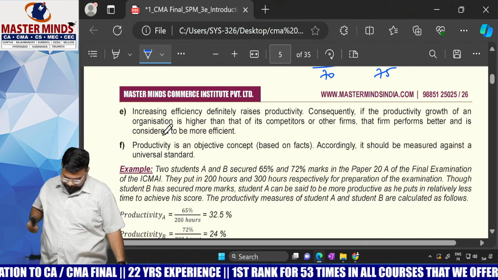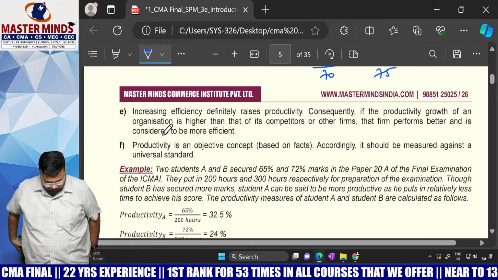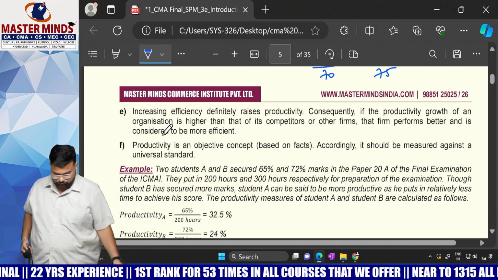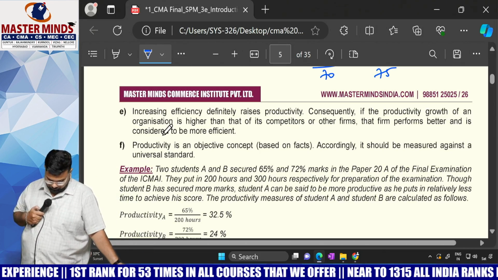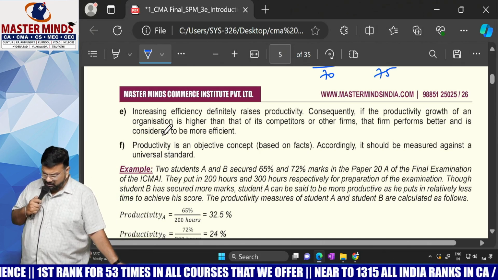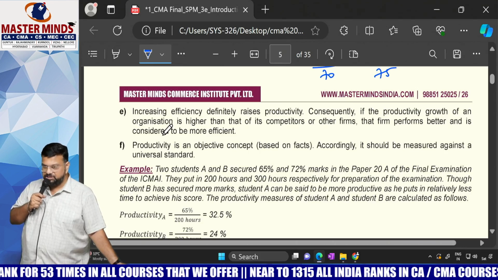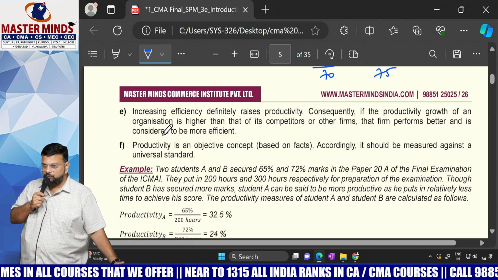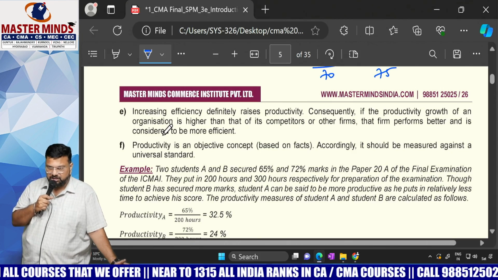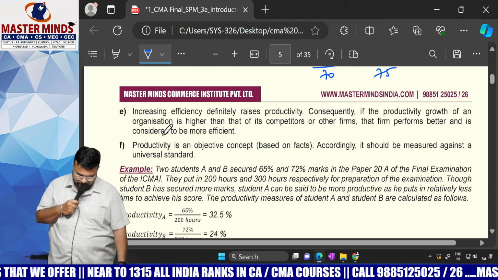Next. Consequently, if the productivity growth of an organization is higher than that of its competitors or other firms, that firm performs better and is considered to be more effective. Efficient. Okay. I hope it is clear. If your productivity is much higher than your competitors, that means you are more efficient than your competitors, assuming other things remaining constant.